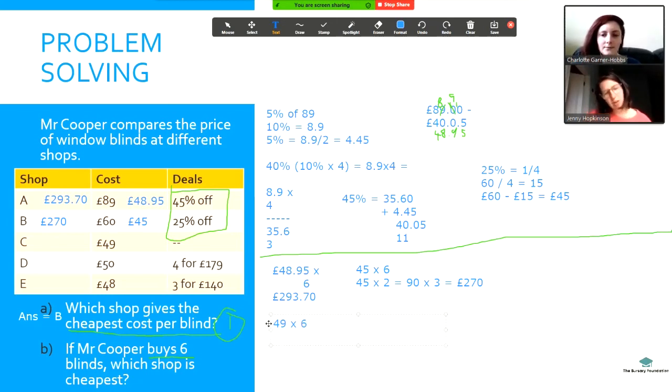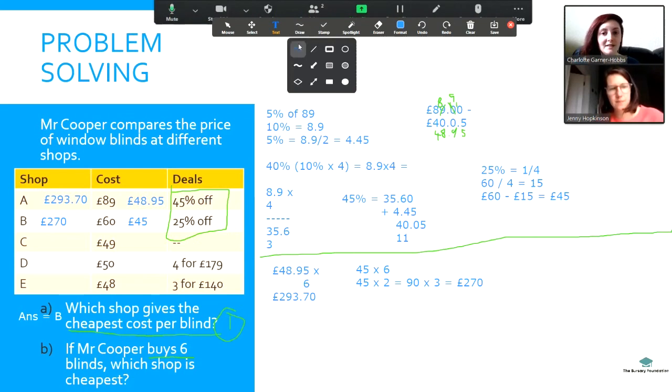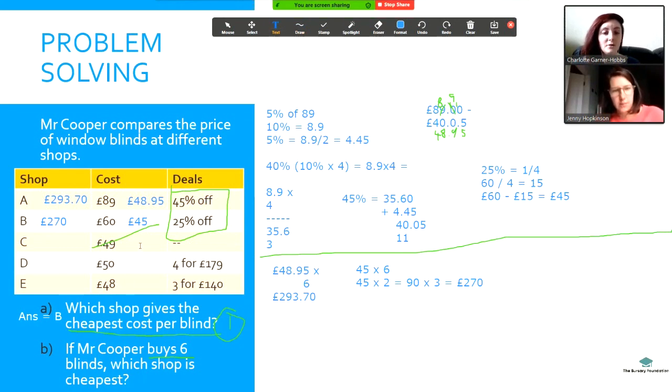Hang on, Charlotte, sorry to interrupt. Yes? If we know that our 45, the cost B, where a blind costs £45, we've worked out how many 6 of them cost. We know that that's going to be cheaper than 49 times 6, don't we? That's very true. Yeah, so you could just completely discount C and say, no, that's going to be easier. That's a really good point, Jenny. Some people might like to actually work out the answer just to be sure, but that's a really good time-saving tip, actually.